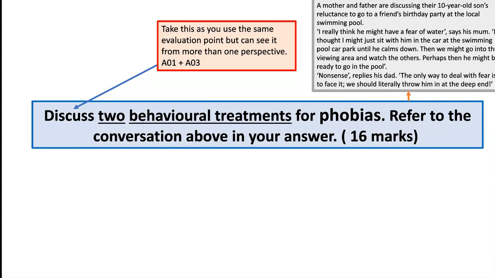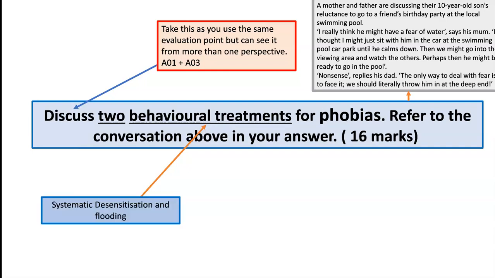Okay, so what are we outlining first of all? We need to outline the behavioural treatment. So you would have been taught, because on the AQA specification, there are two main behavioural treatments for phobias, which are systematic desensitization, that's SD, and flooding.